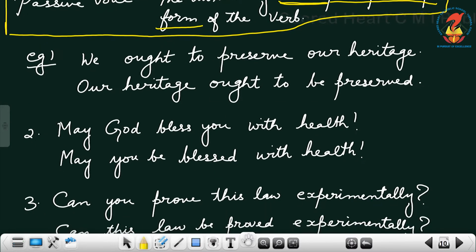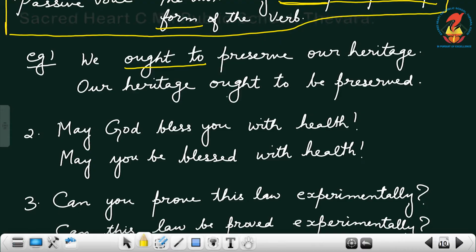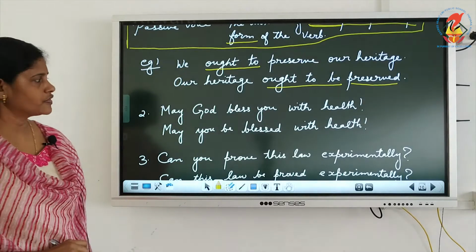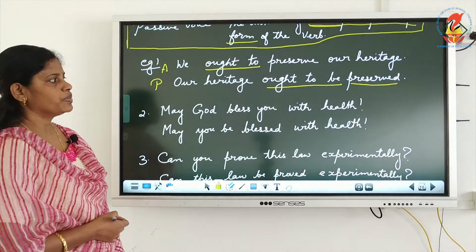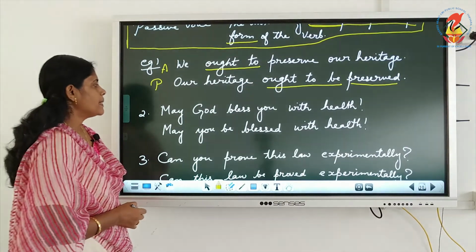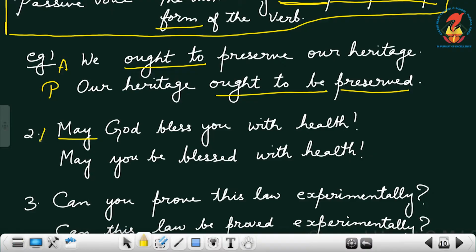So the first example, ought to preserve, ought to. This is the auxiliary verb. We ought to preserve our heritage. So our heritage ought to be, the extra word be, and this is the past participle form, that is preserved. So the sentence can be written in the passive form as, our heritage ought to be preserved. The second one is, may God bless you with health. So this is the auxiliary verb, may. And how do you write it in passive form? May you be blessed. This is the verb and we have changed it into may you be blessed. So the word be is here and the past participle form. May you be blessed with health.